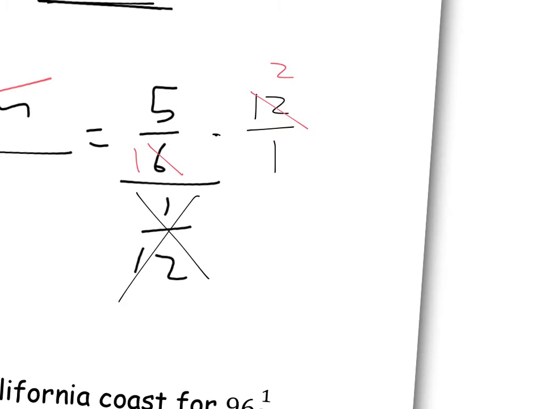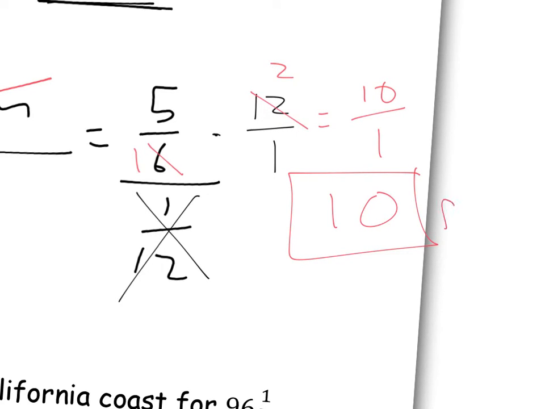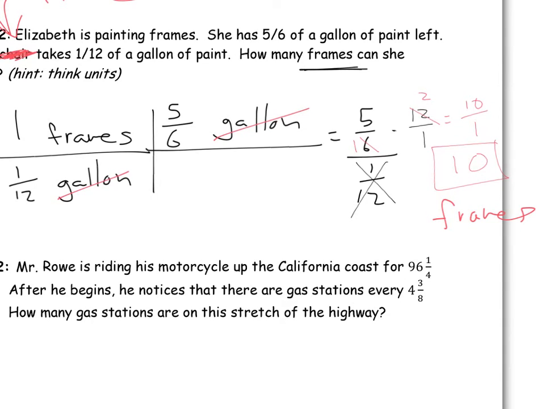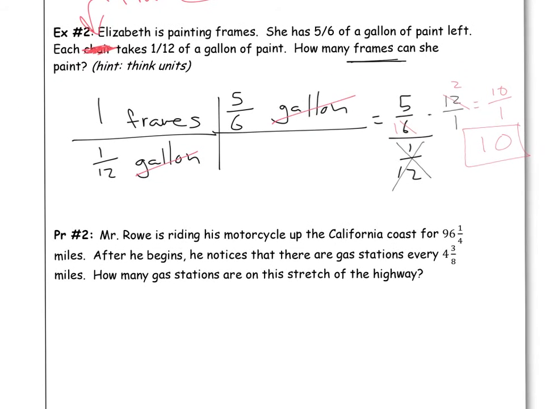Well, what is 5 times 2? It's 10. And 1 times 1 is obviously 1. 10 divided by 1 is 10. So the answer is 10. And we should put in our unit, which is frames, right? Because I know that's the unit because that's the only thing that I have left. 10 frames.